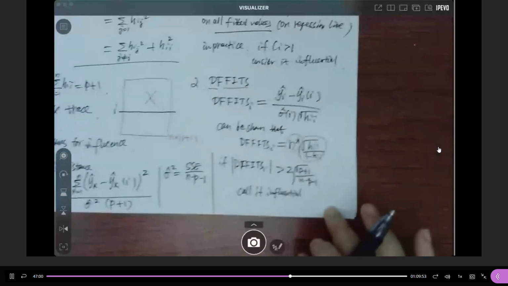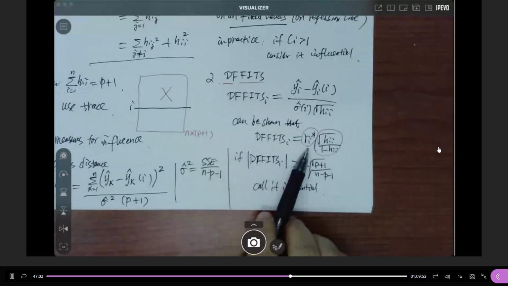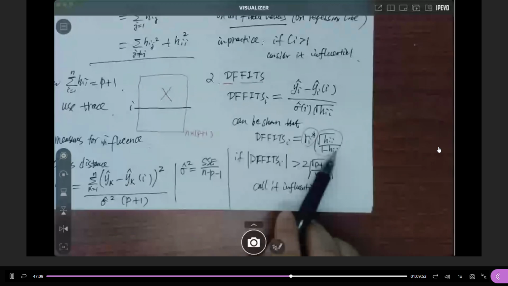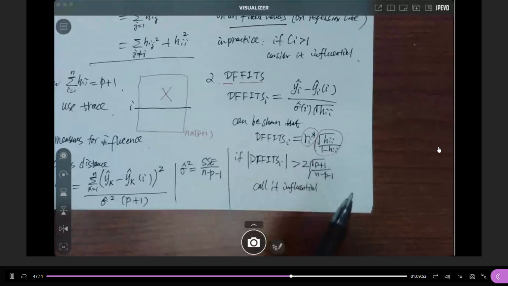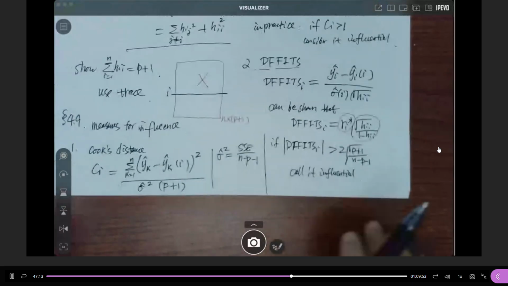So by examining the DFFITS, we know that it is the product of two things: one measures extremeness in y, the other measures extremeness in x. How about Cook's distance? Did you see anything similar?